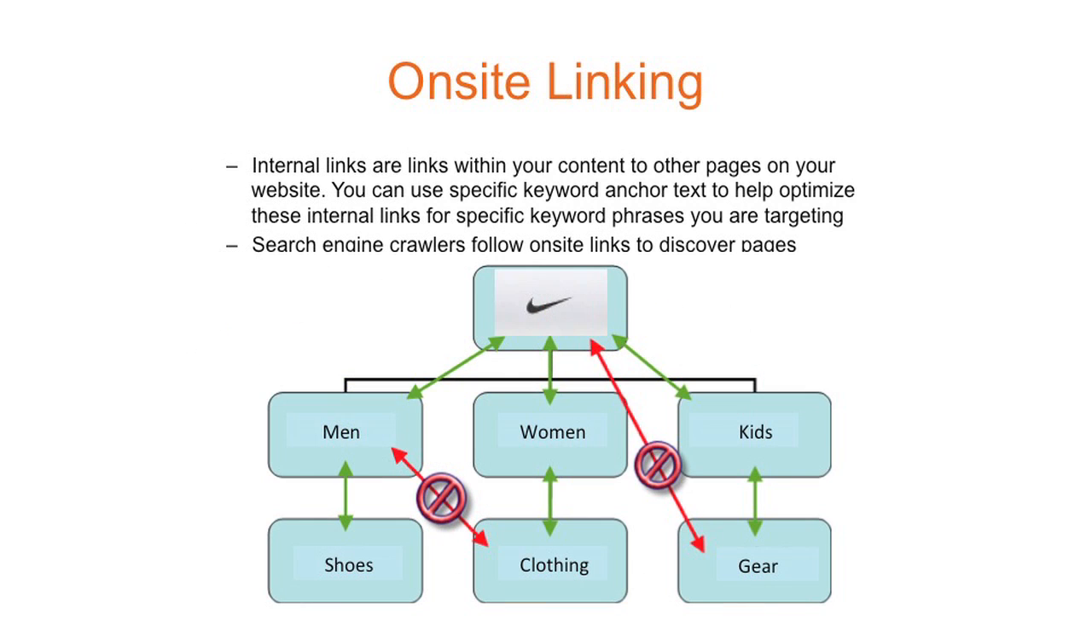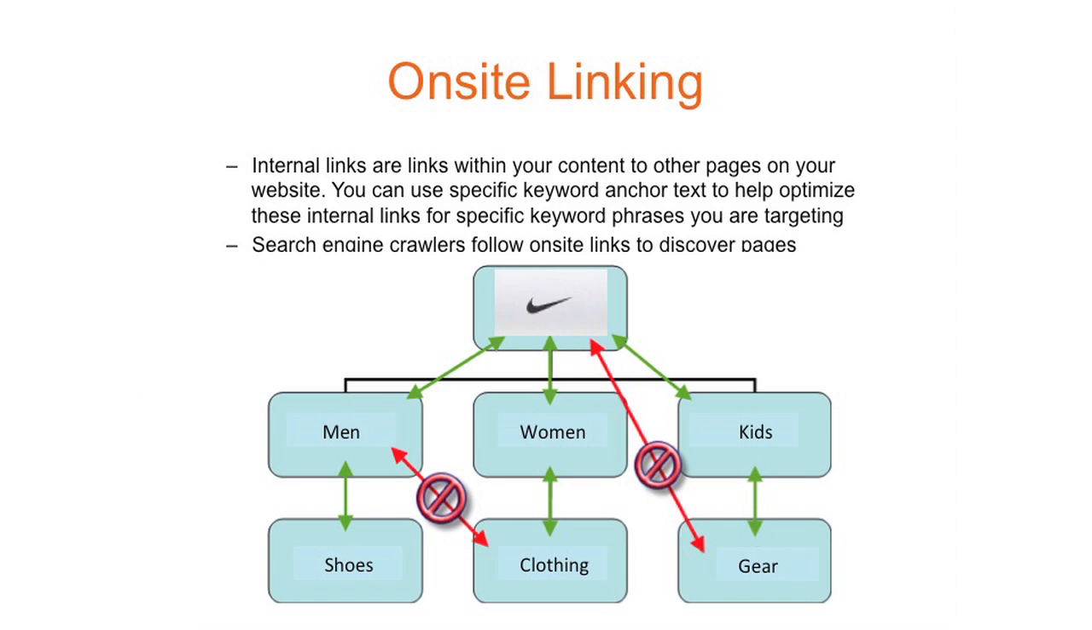Onsite linking. Onsite linking are your internal links, which are links within the content that link to other pages of the website. So think about creating a path for the user. In this example, you link from the Nike homepage to the men or women or kids section of the website, and then those link to the shoes, clothing, gear. So you want to stick within those siloed structures.